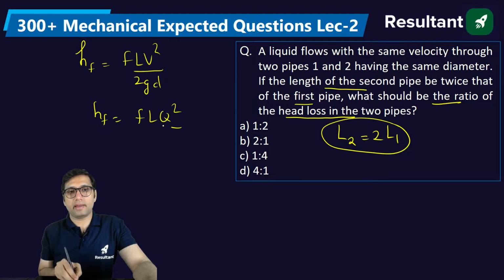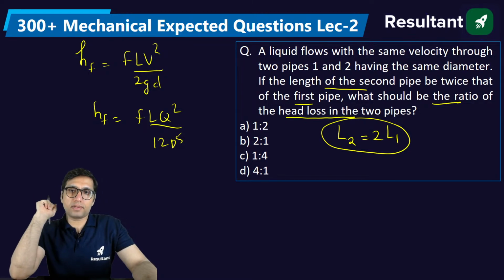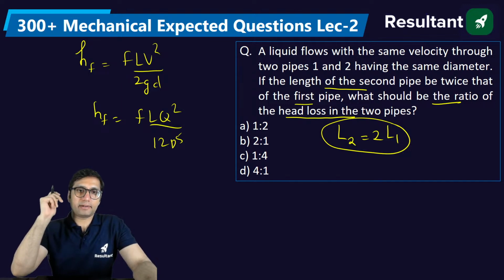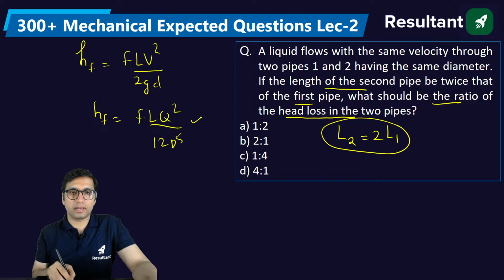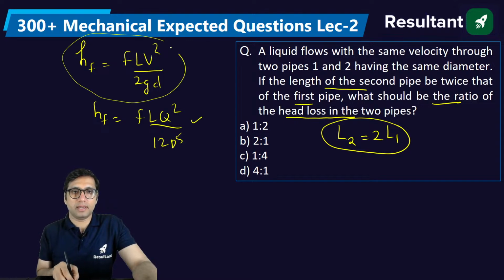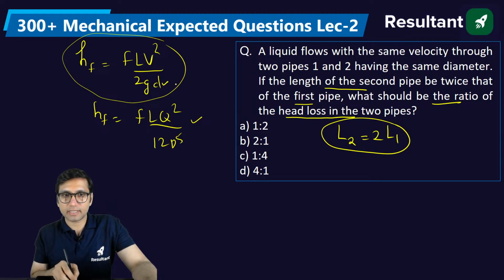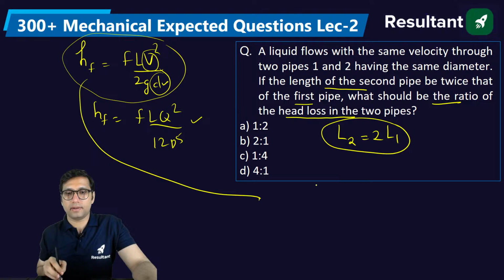FLQ square by 12D power 5. Which relation will be used here? A liquid flows with the same velocity through the two pipes having the same diameter. Velocity is the same, diameter is the same. What will be the relation between the length? So we will not be using this relation, we will be using this relation because they have given the relation between the velocity and the diameter. So this relation will be used here.